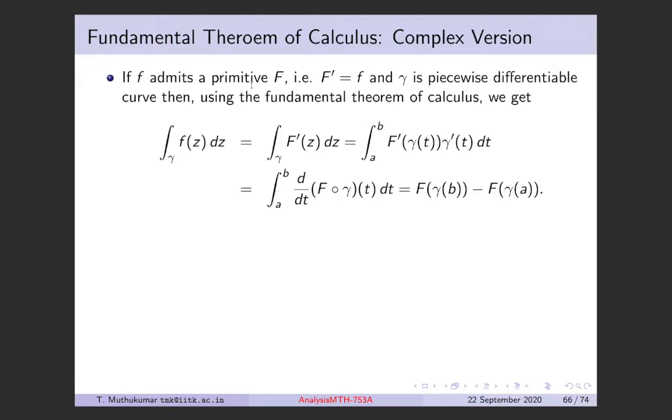So whenever f has a primitive, you can actually compute this integral. Now the point is that whenever you have a loop, that is, whenever gamma is closed, gamma of b is gamma of a, which means these two values are the same, so this is 0. So for a loop, the integral of f over gamma is 0. Whenever f has a primitive, the integral of f over a loop is always 0. This is the one side of the situation.